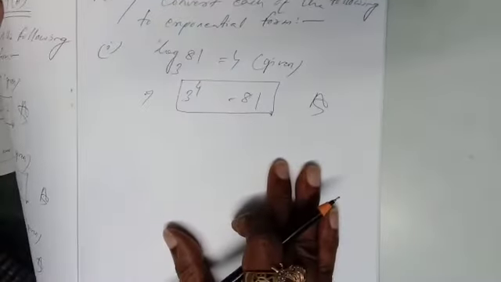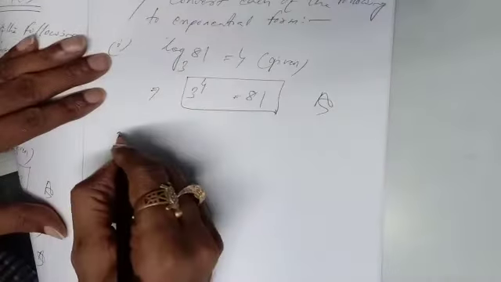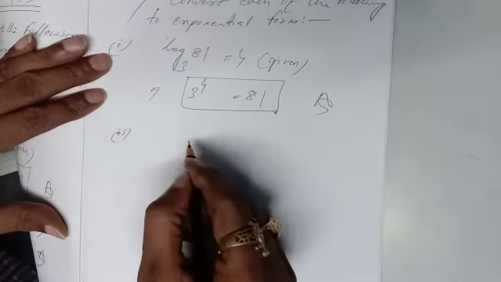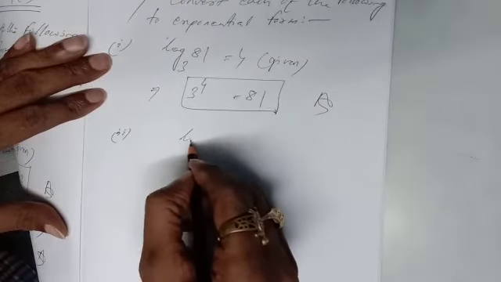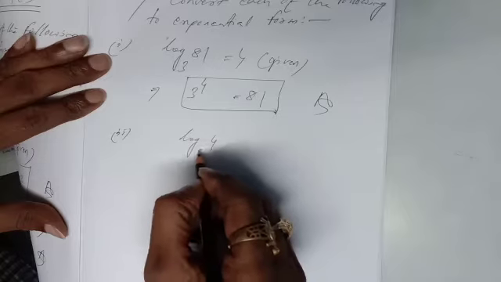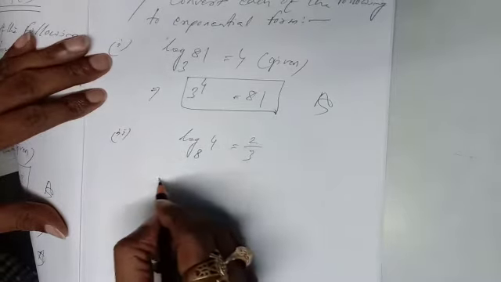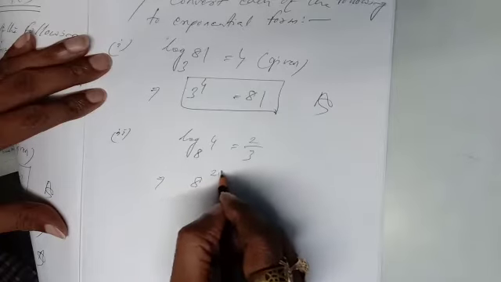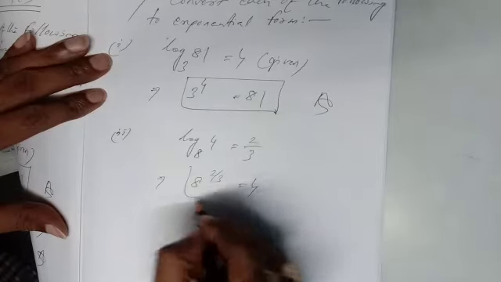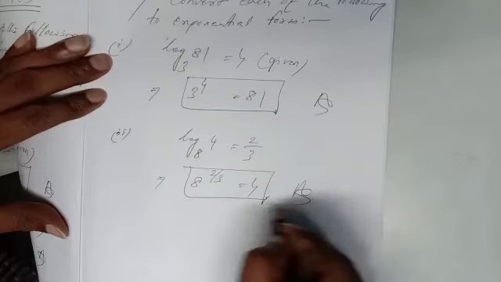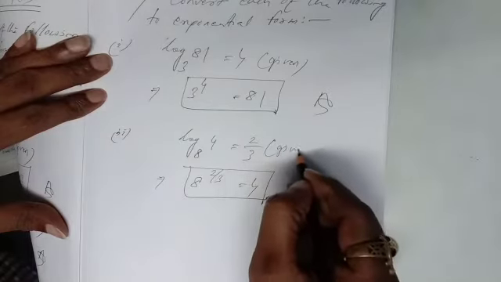Next I am going to question number 2, second part. Second part it is given: log 4 base 8 is equal to 2 by 3. That means this will be 8 to the power 2 by 3 is equal to 4. This one is exponential form. This is the answer. And this one is given in logarithm form.